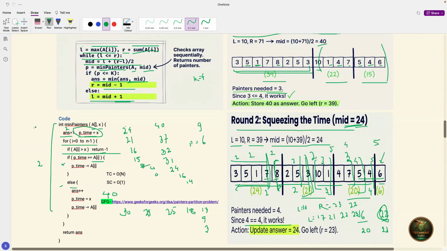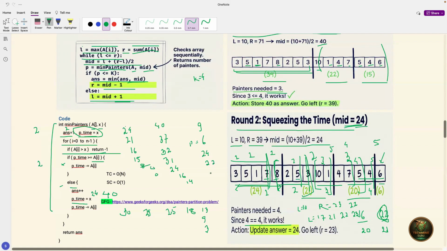Our answer will become 2 again, right? Because here we are allocating a new painter. Since we are allocating the new painter, again P time will be made now as 24, since 24 is the time allocated for any painter in this min painter function. So again, from this 24 time unit, we will deduct 2. It will become 22, right?